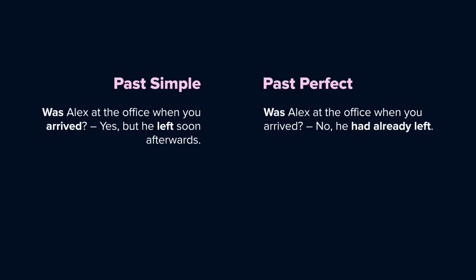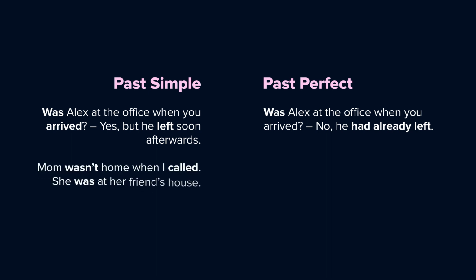Okay, one more example, guys. Mom wasn't home when I called. She was at her friend's house. Guys, here, all of our actions happen at the same time, right? When I called, she wasn't home. Both of them are in past simple. She was at her friend's house. Also in past simple because all of those actions are happening at the same time, right?